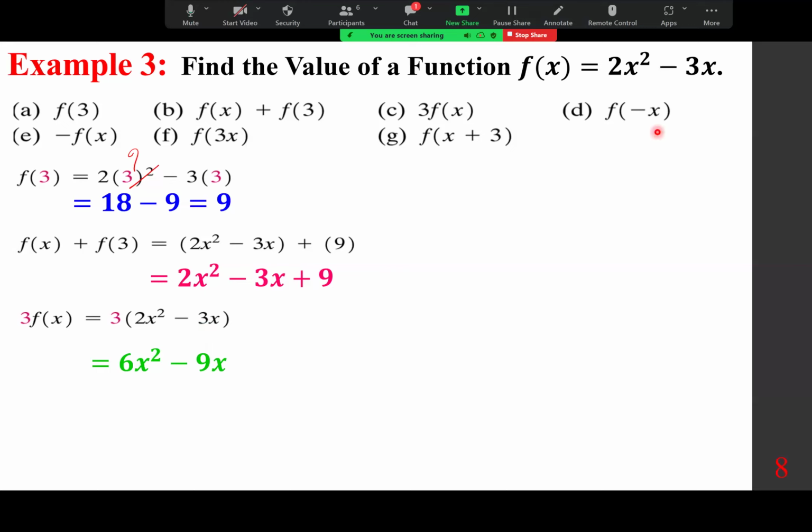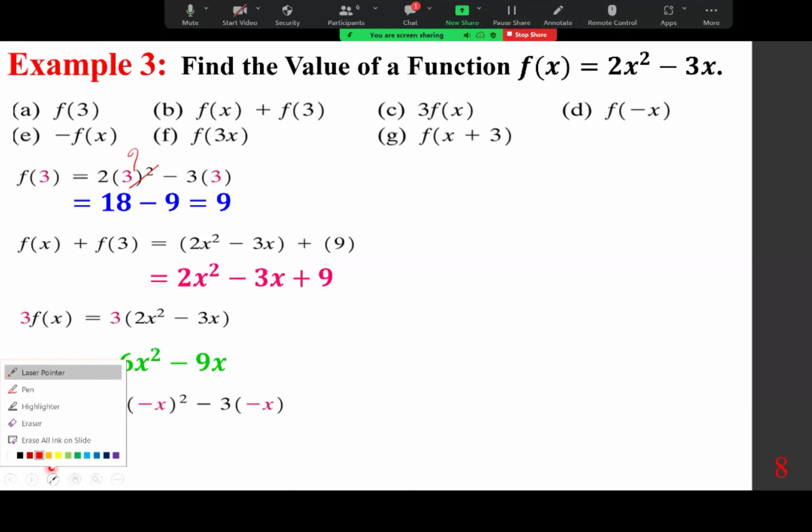The next one is f of minus x. So simply put, in this case, replace the x with minus x. As you know, minus x to the second power is still x squared. So this is x squared, 2 times that is 2x squared. Negative and negative give us positive 3x.